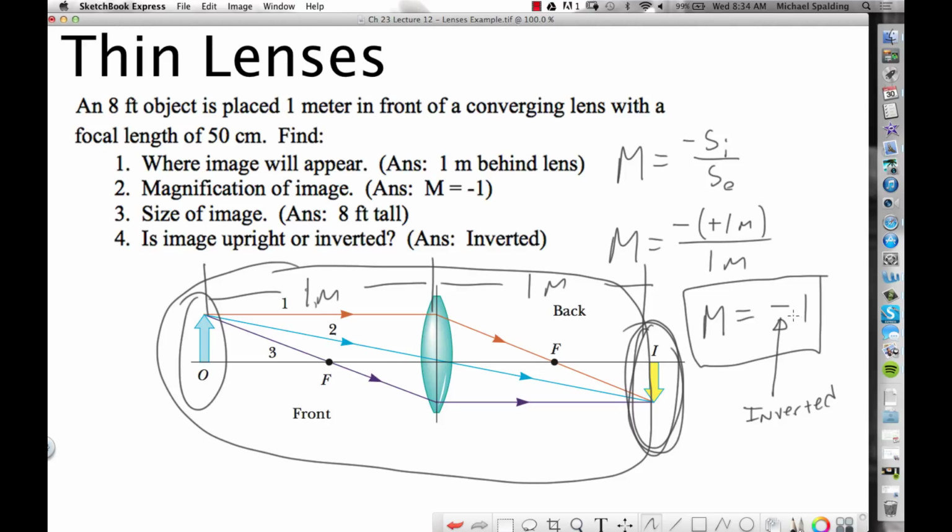The magnification is negative, meaning inverted. And what does the 1 mean? The image will be the same size as the object. If you multiply something by 1, it stays the same. So the size of the image: the object was 8 feet, magnification was 1, so the image will also be 8 feet. And is the image upright or inverted? It's inverted.